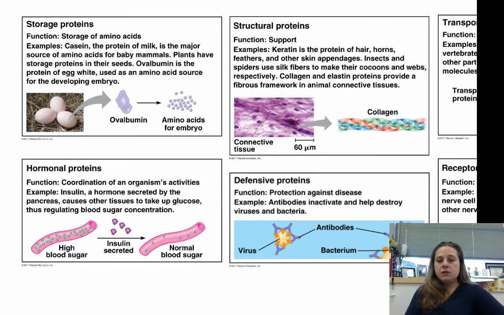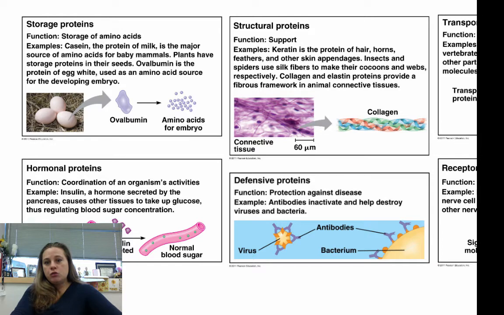Storage. So you get proteins that are for energy storage, okay, to allow us to have amino acids to build protein down the road. Hormonal proteins. Okay, I would say the majority of our hormones are actually protein in structure. You can talk about insulin, that's an easy one that most people are aware of. Structural proteins, this is actually going to create structure. Collagen does this in connective tissue. You got keratin in hairs, horns, feathers, appendages, insects, the silk that spiders weave. These are all structural proteins.